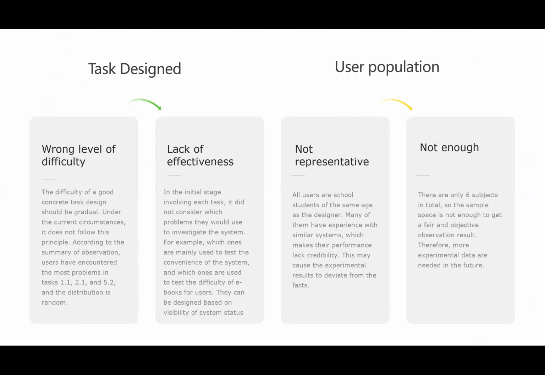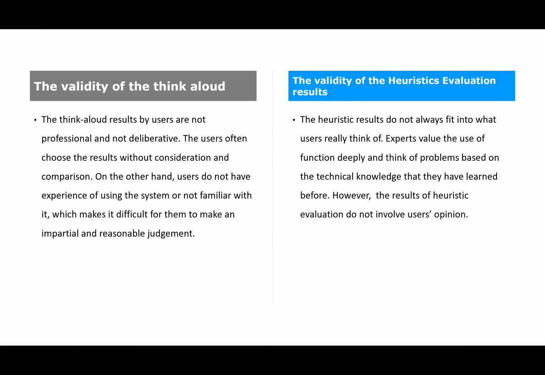About the critique, first I will introduce the task design. I think the level of difficulty of our tasks is not established very well, and it also lacks effectiveness. And the user population is not representative, and the quantity is not enough as well. The validity of Think Aloud is low because the users often choose results without consideration and comparison. The validity of heuristic evaluation results is high because experts examine the use of functions deeply and think of problems based on technical knowledge. That's all. Thank you.